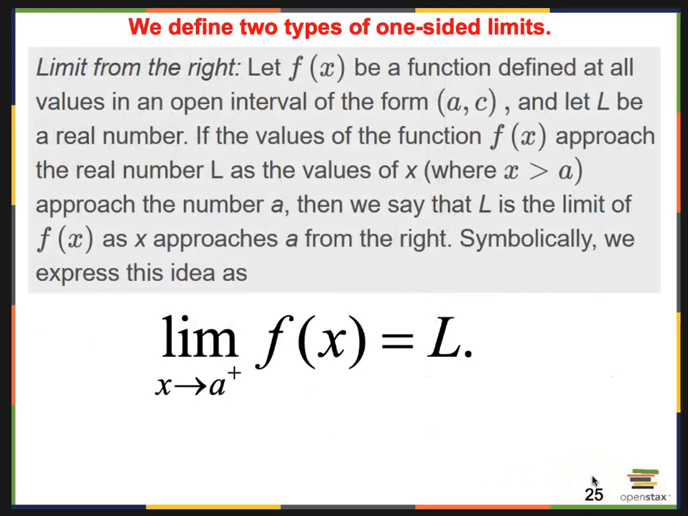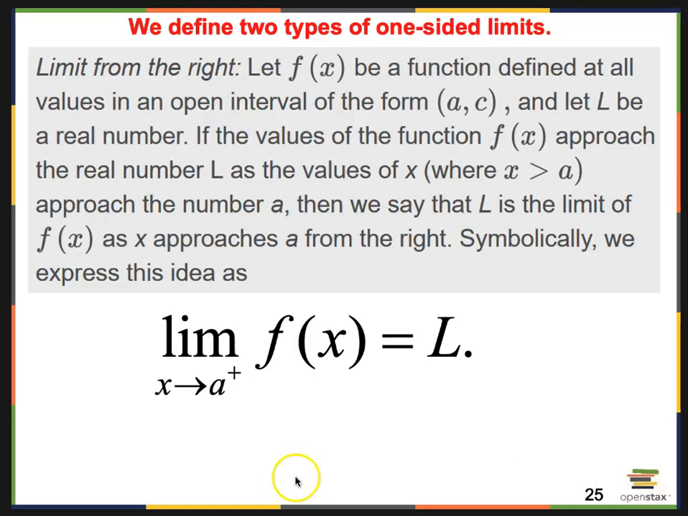All right, what about the limit from the right? And we'll get more at the importance of the function value as well. So again, this is very similar to what we were talking about from the left, except we're approaching from the right. We're going to let L be a real number if the values of the function f of x approach the real number L as the values of x, where x is greater than a, approach the number a. Then we say the L is the limit of f of x as x approaches a from the right. So again, from the right.